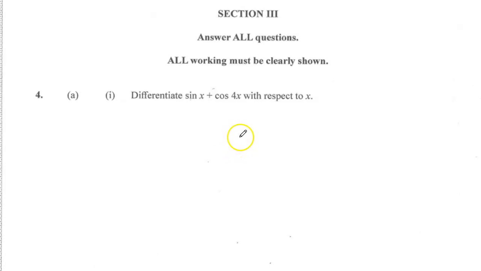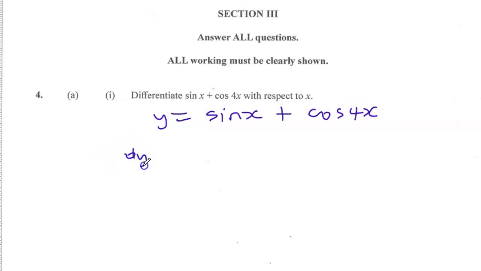Question 4. Differentiate sin x plus 4 cos x with respect to x. So we can let y be equal to sin x plus cos 4x. So dy by dx, differentiate sin x, we get cos x. I'll just write this better.